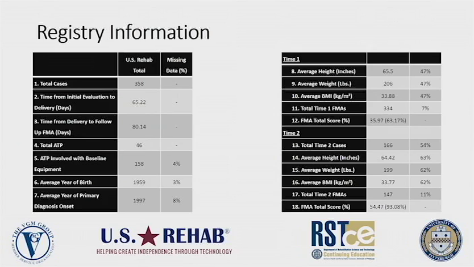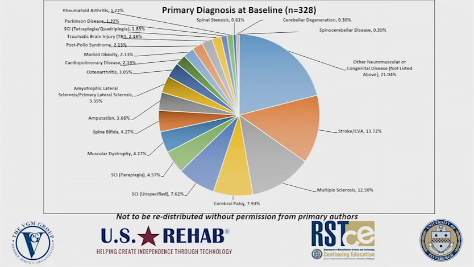So just basic demographics as part of the uniform data set. We know height and weight, we know body mass index, and we know year of birth. So we get a general idea of the age, height, weight, and diagnoses of the people we're serving. We know how long it typically takes from the time of initial evaluation to delivery. So this is really what I call the benchmarking phase of the registry.